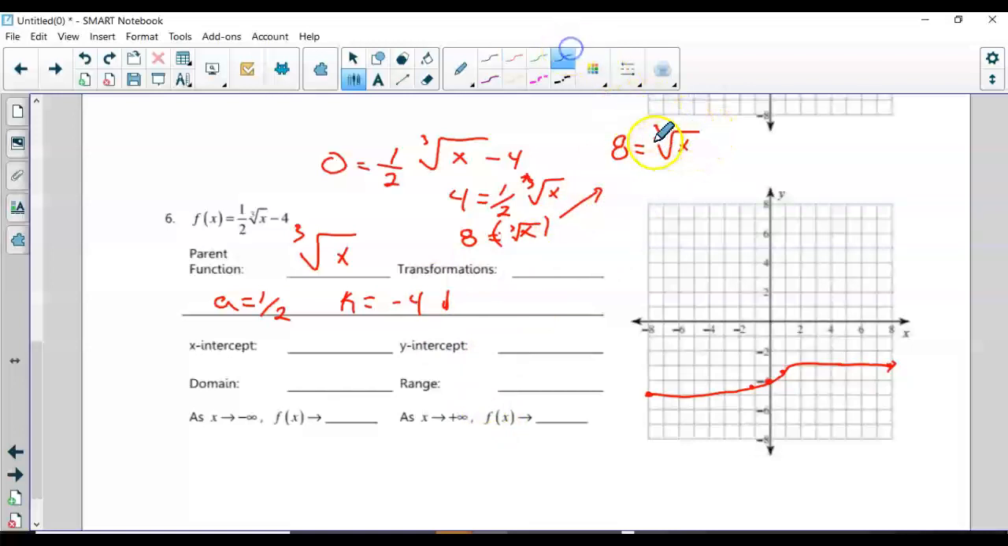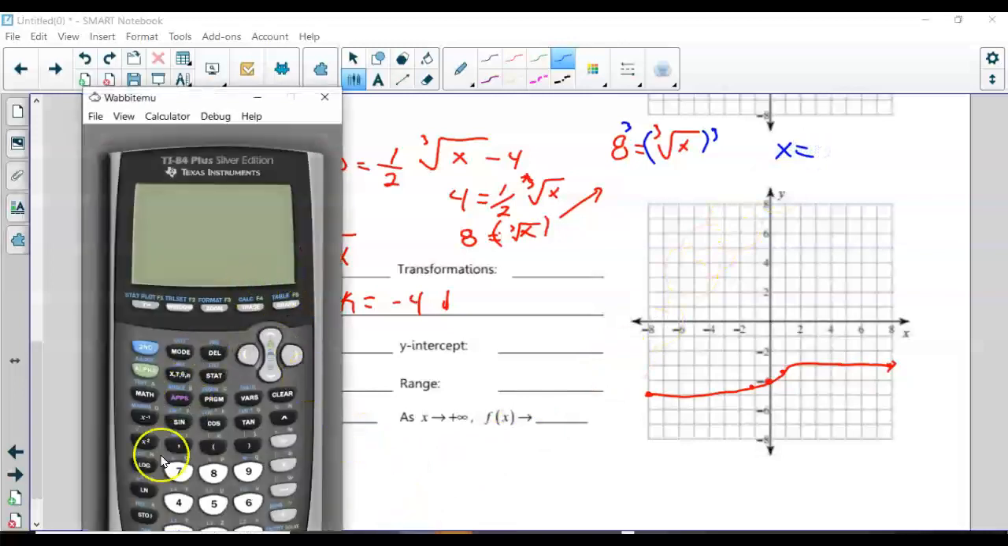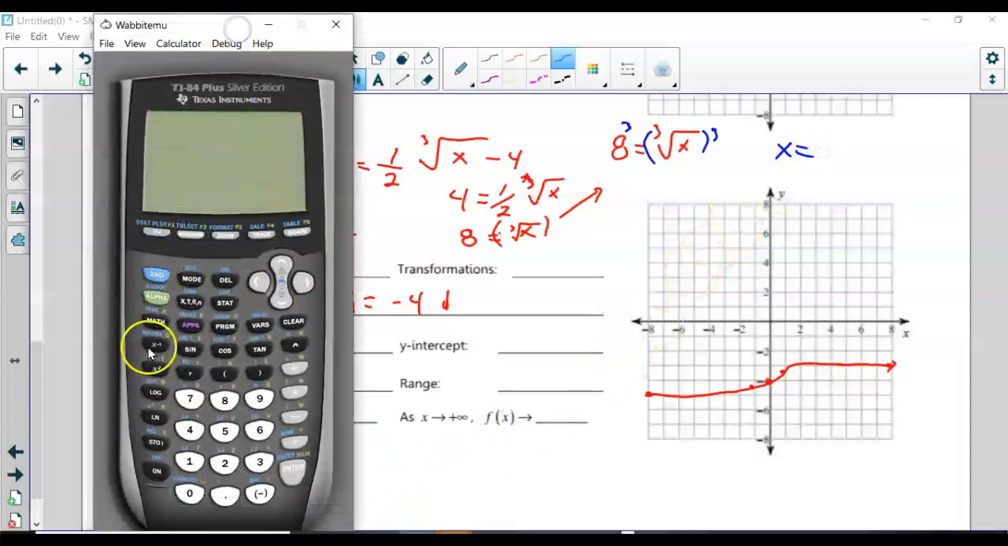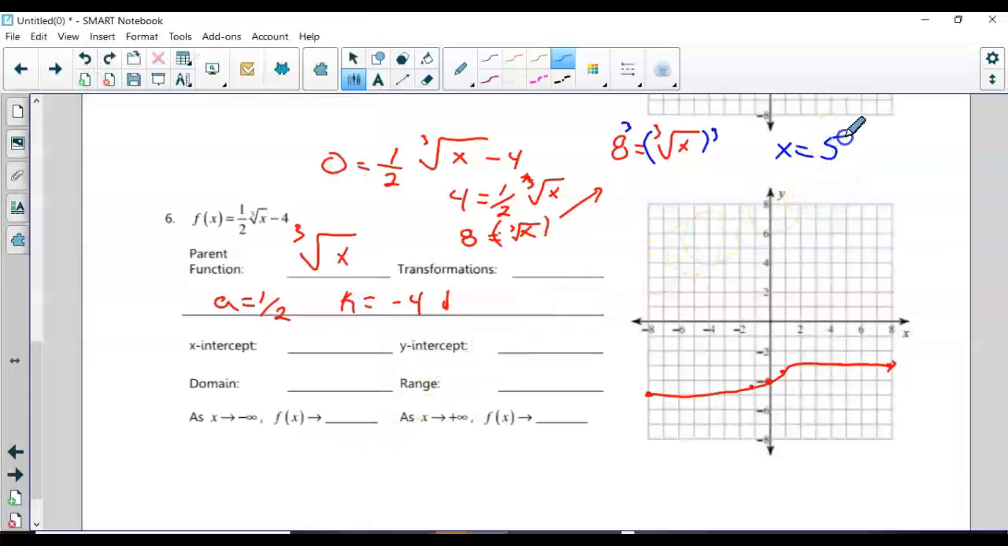So that means I need to take it to the third power. Take 8 to the third power. So that means x is going to be equal to, I don't know, what's the third power of 8? That's a calculator problem for me. 64 times 8. Okay, so 8 raised to the third power. Okay, 512, way out there, 512. Can't see it on the graph, but we can definitely find it. So x-intercept's at 512, comma 0.